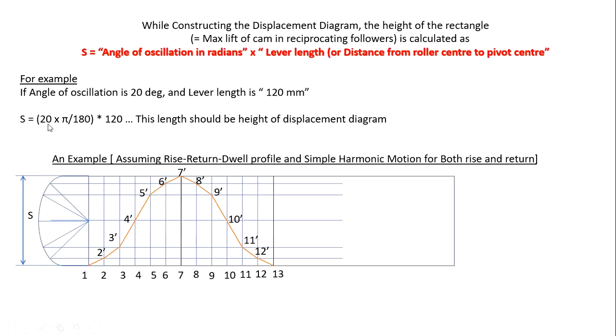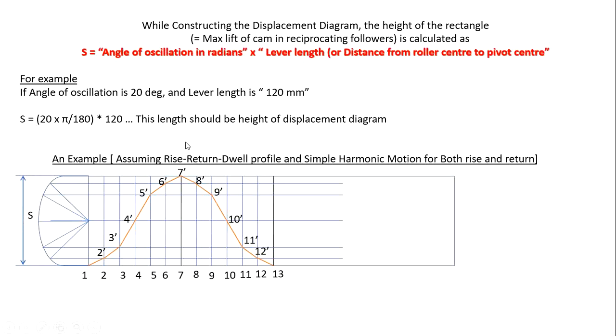It's nothing but 20 degrees. This is in degrees. Convert that into radians. So 20 into pi by 180, multiplied by the length of the lever. For example, the length of the lever is 120 mm. So 20 into pi by 180 into 120, where 20 is in radians. This height we have to use here to construct the displacement diagram.